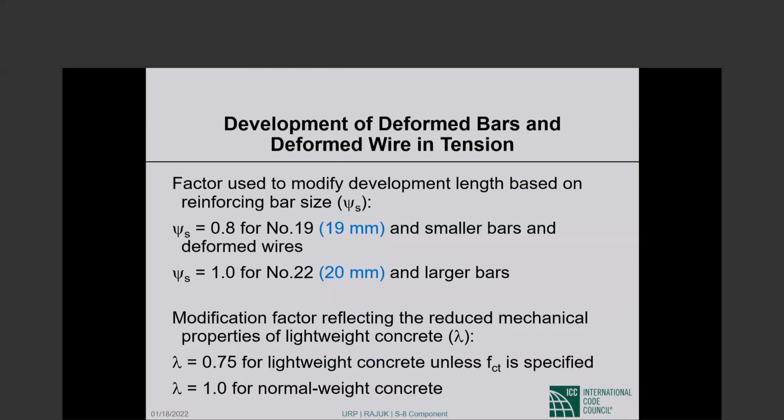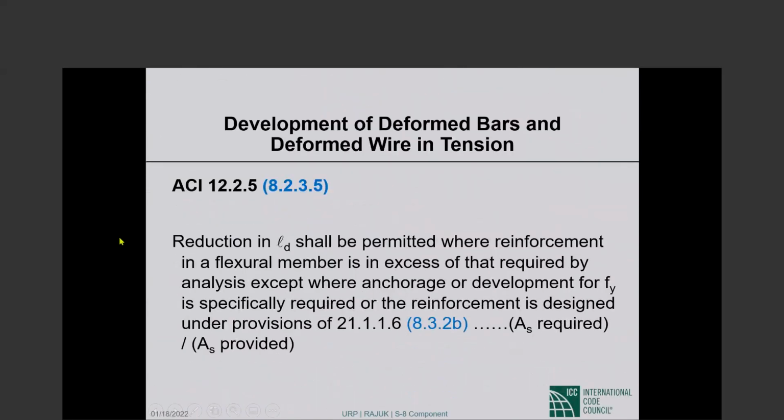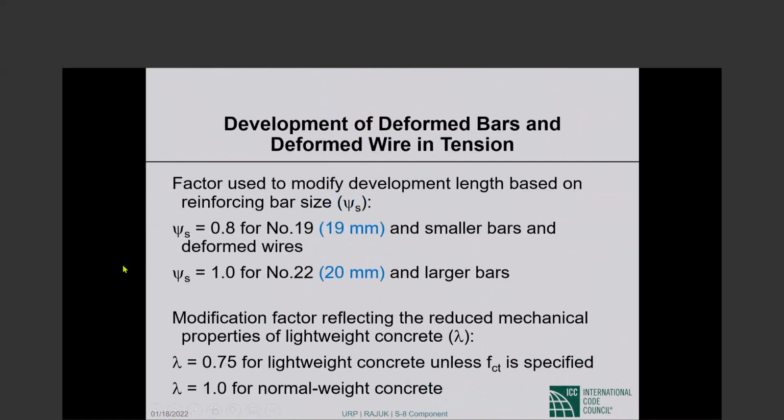The size effect factor, psi sub S, which is in the individual expression, not in the table. Psi sub S is 0.8 for... if I press in any way with this arrow, I go to the next slide, so I have to keep myself from pressing. All I can do is bring the arrow over, but I cannot push. Anyhow, psi sub S is 0.8 for number 19 and smaller bars and deformed wire. Psi sub S is 1 for number 22 and larger bars. Okay, so this is the bar size factor.